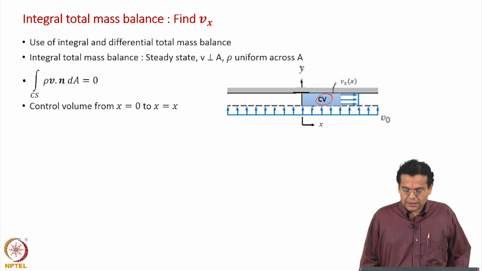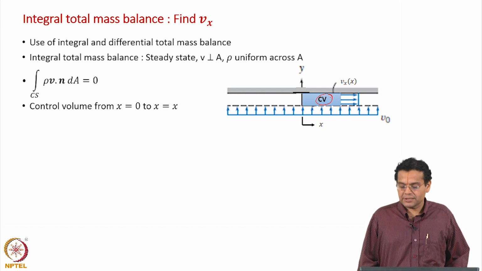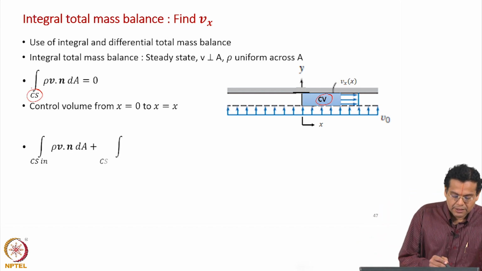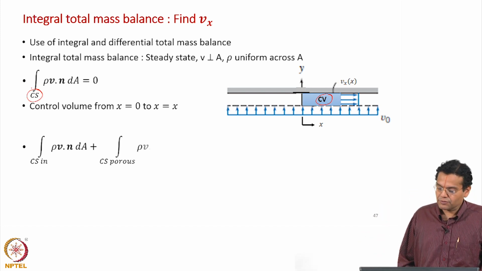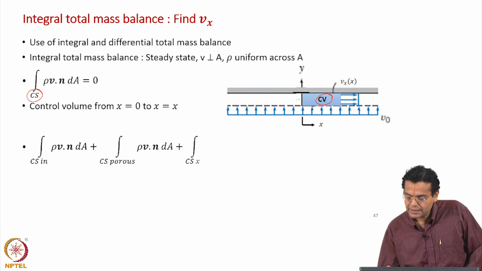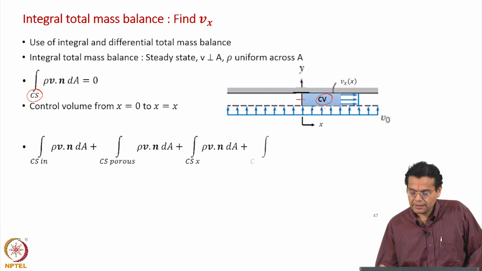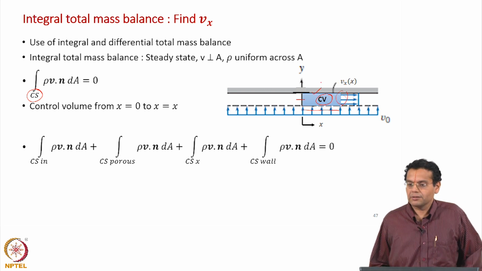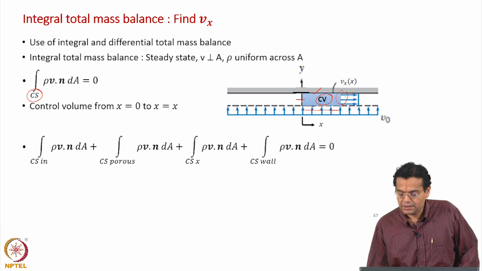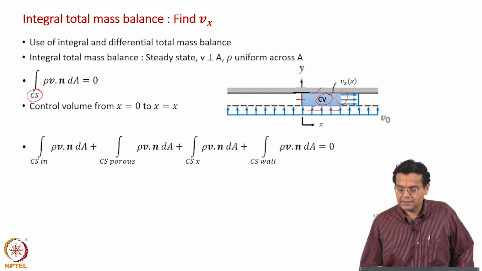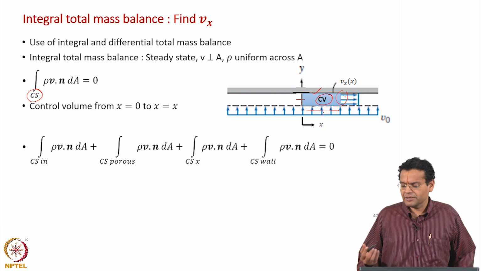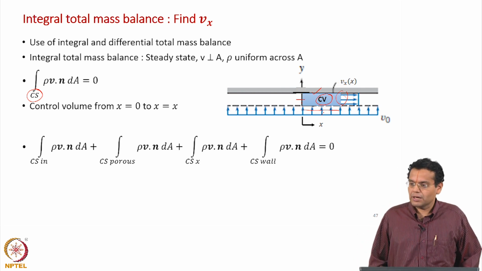Now, this control volume has 4 surfaces. Let us split this control surface into those 4 surfaces. What are the 4 surfaces? This is the in surface, and then the porous surface here, and then the surface at x, and then the wall. 4 surfaces. I will call this the in surface, and then this the porous surface, the bottom one, the right side is the surface at x, the top one is the wall.